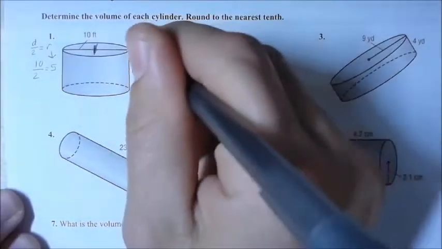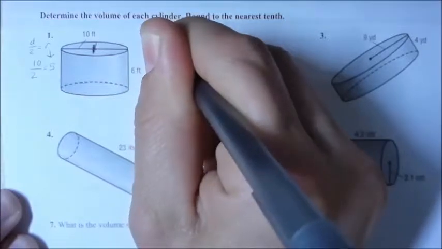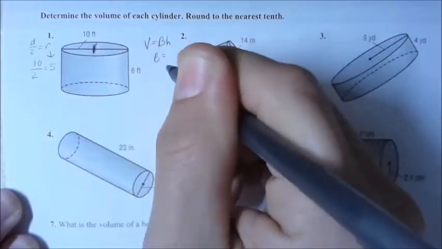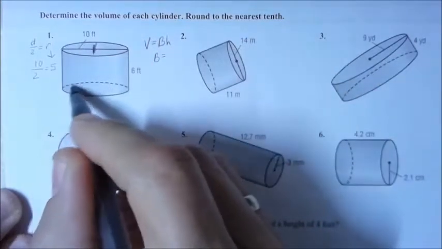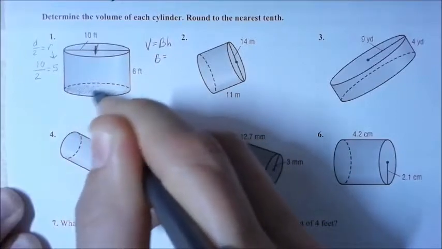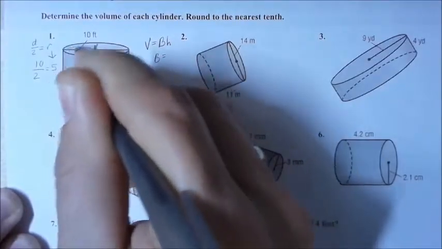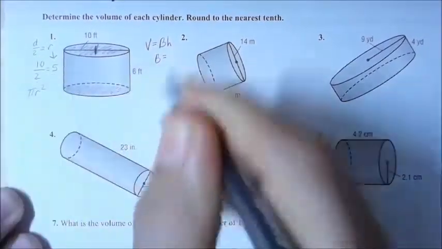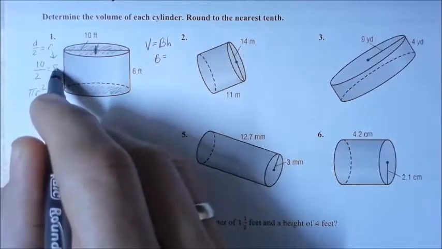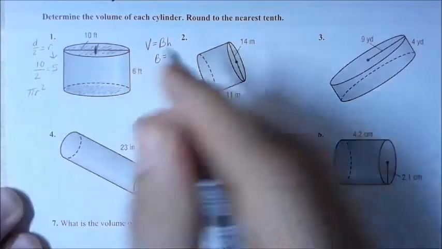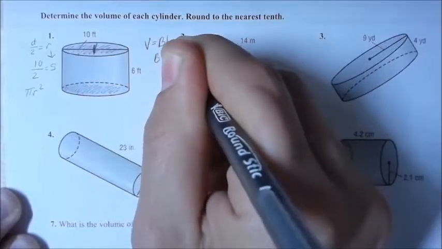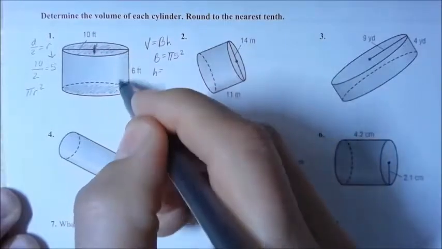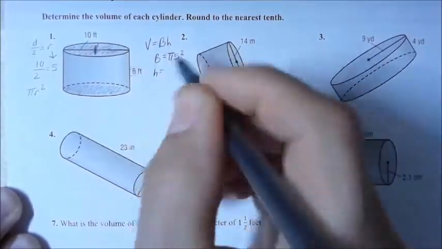Now that I have that, I'm going to go ahead and write my formula down for volume. So my formula for volume is V is equal to big B times H. So B is equal to, and remember, if I look at my base, because that's what I base the big B off of, it is a circle. These are both circles. And to find the area of a circle, you use pi r squared. So big B is pi r squared. My R is 5, so big B is pi times 5 squared. H is just the height. That's the distance between the two bases, and that's 6.